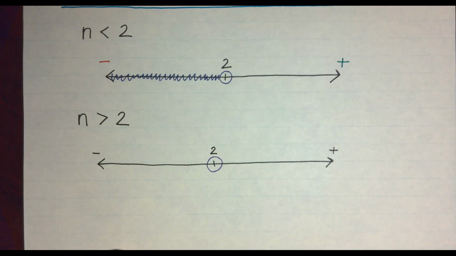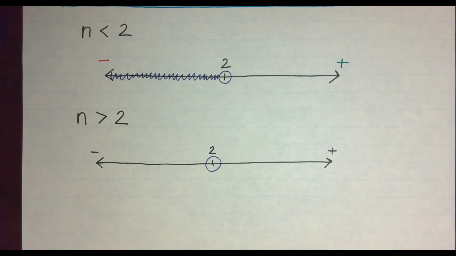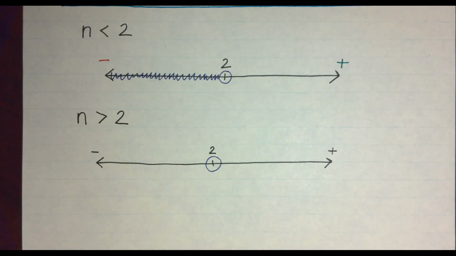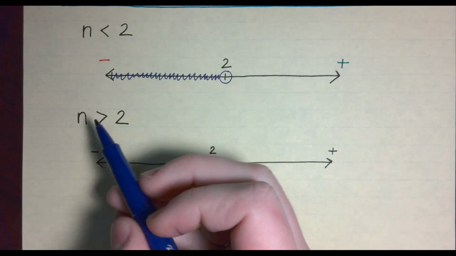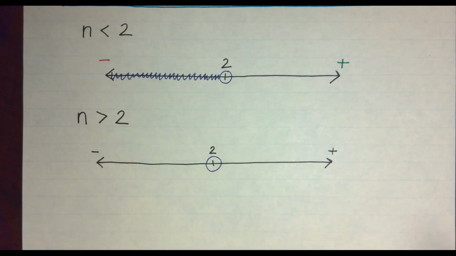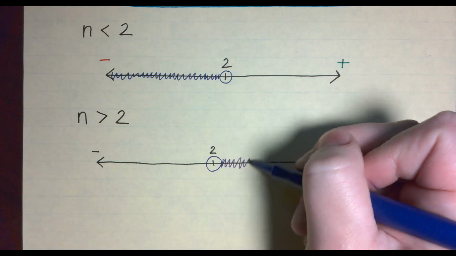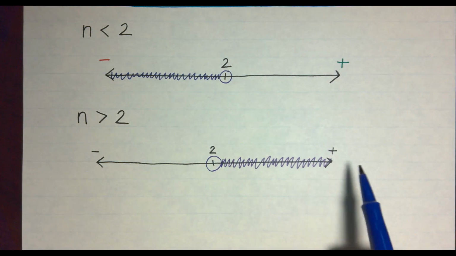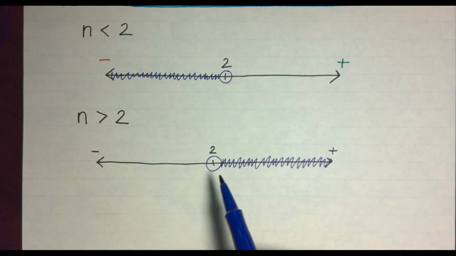Don't color the circle in. And then I want to shade whatever represents all the values greater than 2. So am I going to shade to the right near the plus or the left near the minus? To the right near the plus. I want to say that n is any number greater than 2. So I'm shading in all the numbers that are bigger than 2, and we leave the circle open to show that 2 is not included.